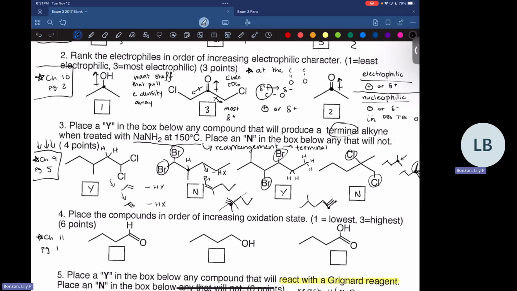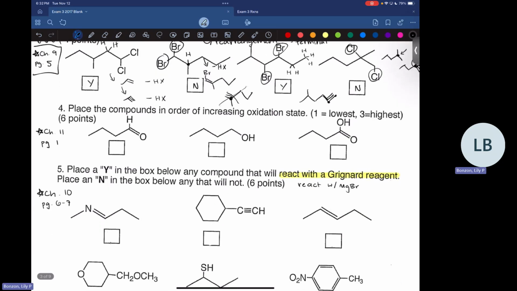We'll go ahead and move on. For this next one, we have place compounds in order of increasing oxidation state. So this is going to be chapter 11, page 1. Increasing oxidation state basically just means more oxygens. It's a little bit different than I think the general chemistry definition, so don't get tripped up by that. Try to think of it in the organic chemistry aspect. And again, I point to chapter 11, page 1 for that. So we're just going to look at the carbon that has the most oxygens.